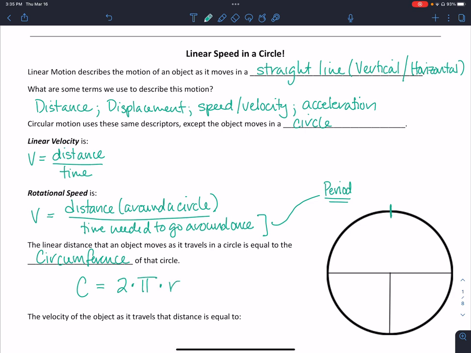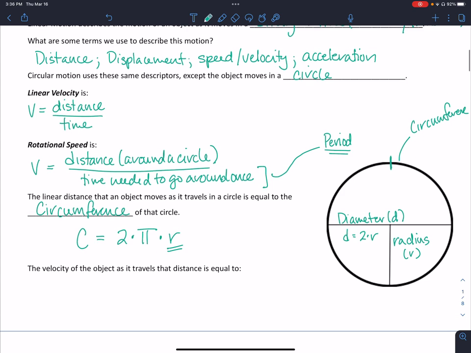So if we look at the circle, this piece, this is our circumference. Our diameter is all the way across, and then our radius is halfway across. We remember that the diameter is equal to 2 times the radius. So when I'm talking about the circumference, I need to know the radius of that circle. That's going to be in meters, and then we multiply by pi, and 2, we still get a unit of meters. So that's going to be the distance around the circle.